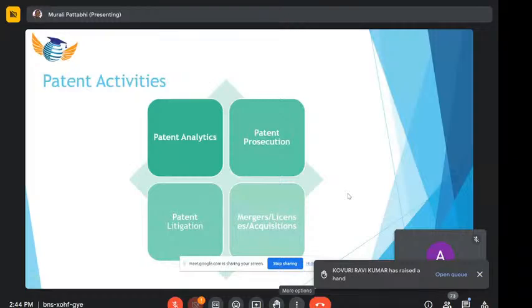When it comes to patent prosecution, this is the most common thing. Though legally the term sounds very complex and fascinating, it is actually nothing but our filing process with the patent office. The complete journey of a patent application, right from filing of an application to the grant, will be considered as patent prosecution.